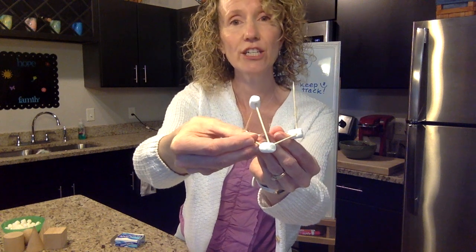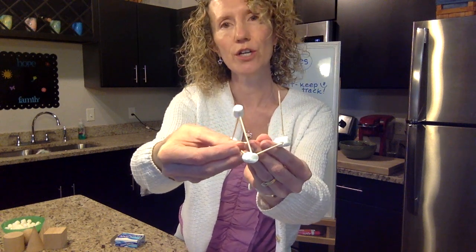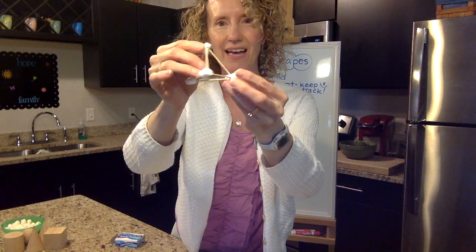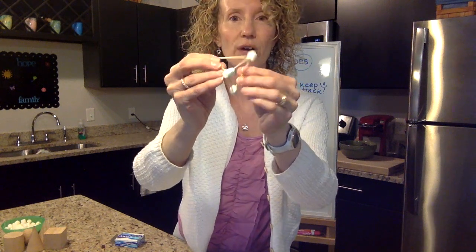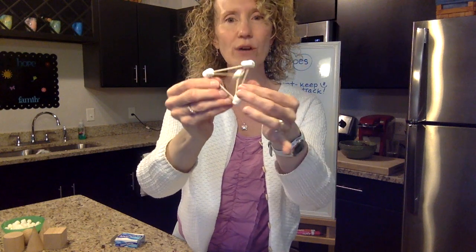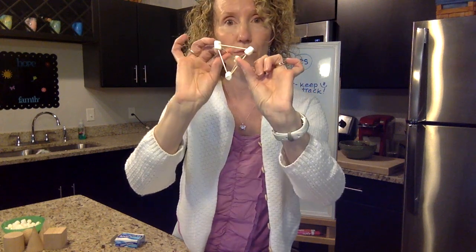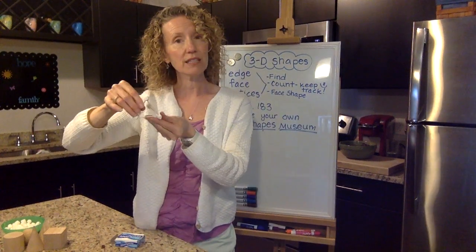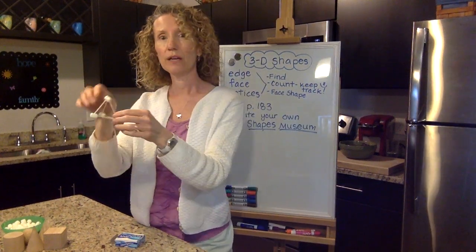And however many edges the shape has, that's how many toothpicks you're going to use. Okay, and then I'm going to put this one like that. And now every face of this triangular pyramid is a triangle. Even the base. Boom. So there, you made a triangular pyramid. You can stop the video whenever you need to catch up.